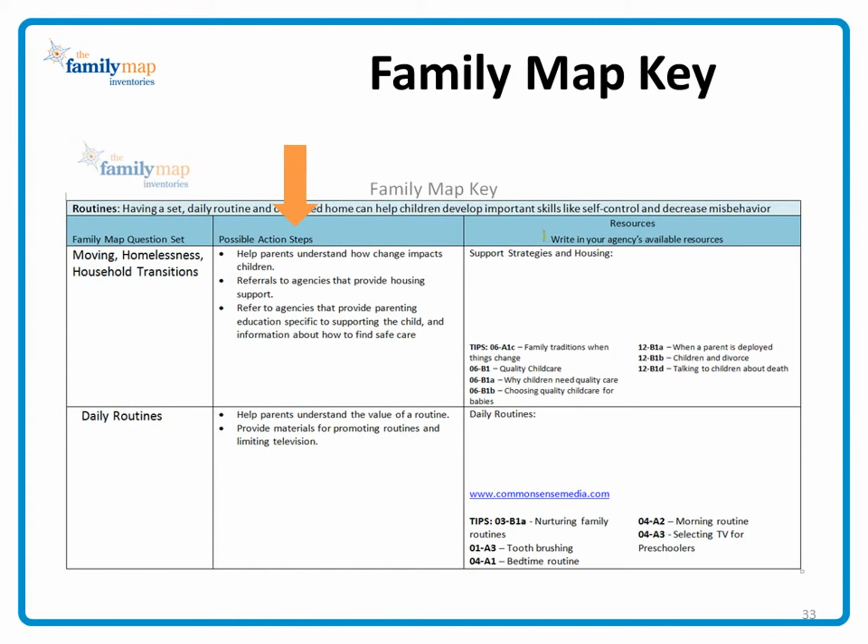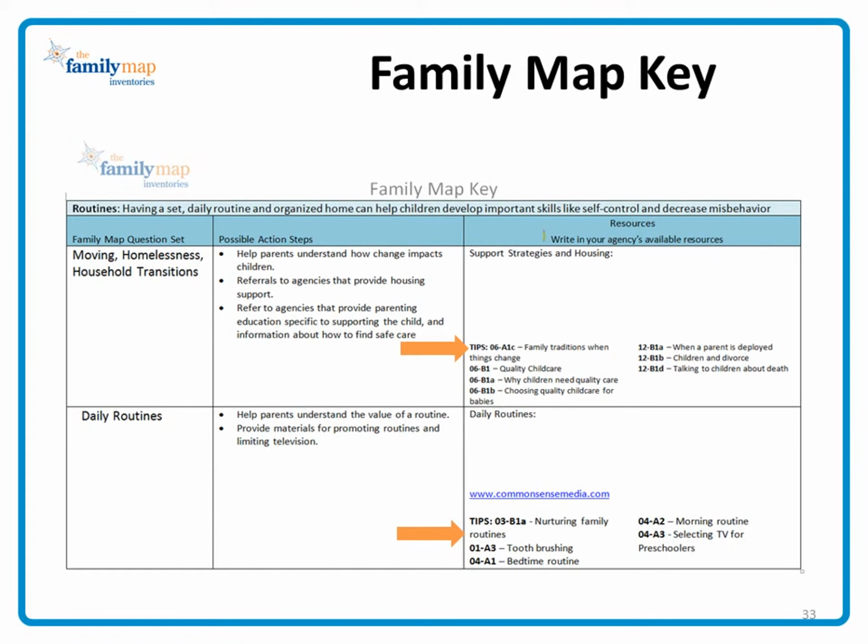So if you're wanting to partner with a family, here's some possible action steps. If you don't take your manual with you, these come directly from the manual. So you could go here quickly and look at some possible action steps. And the third is resources. So here is where you could write in your agency specific resources, your local resources, and also if you are a program that uses Tips for Great Kids, we have a version that has tips linked to each family map question. So here we see moving, homelessness, and household transitions, question set, and daily routines. And then you see in the resources column, we have listed different tips that go with those question sets.